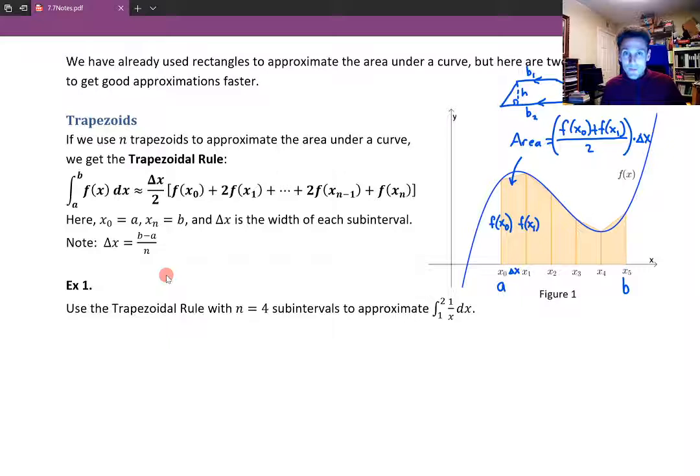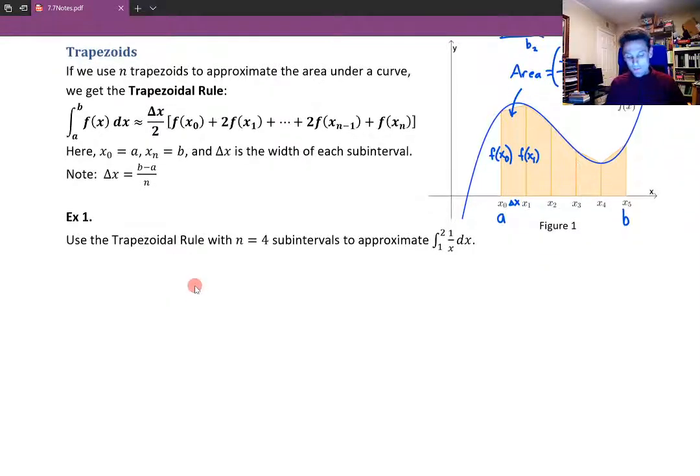So let's try to use this trapezoidal rule in example 1, where we have 4 subintervals, so n equals 4, and we're going to approximate the integral from 1 to 2 of the function 1 over x dx. So 1 over x is our function. F of x, in this case, is 1 over x.